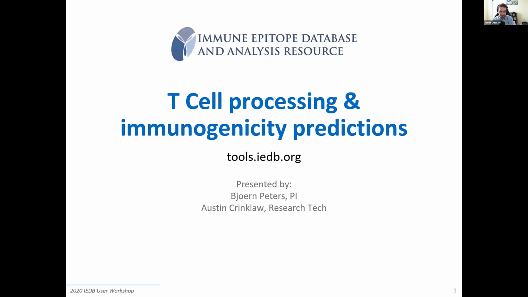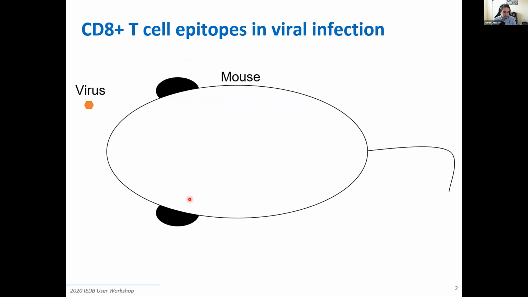So, hey everyone, as Nina just said, I'm Austin. I'm a research tech in Bjoern's lab. Today I'm going to be talking about T-cell processing and immunogenicity predictions. So we'll begin with a little bit of biological background.